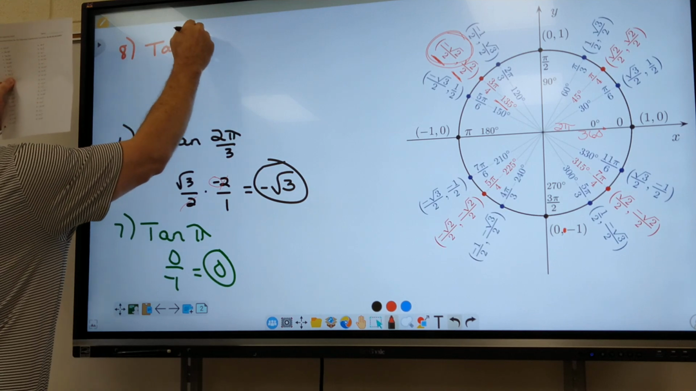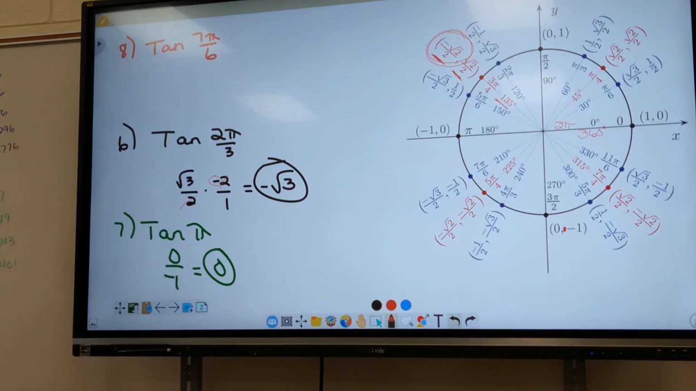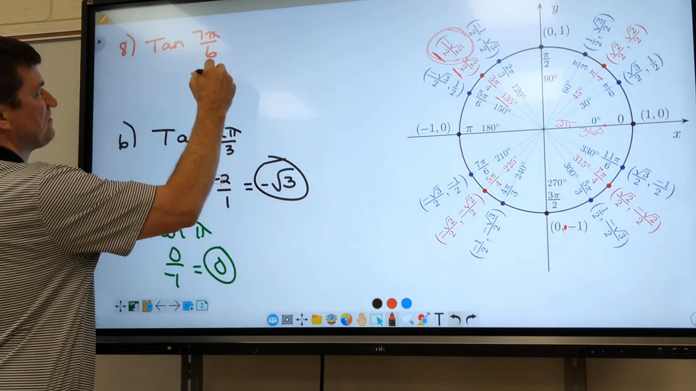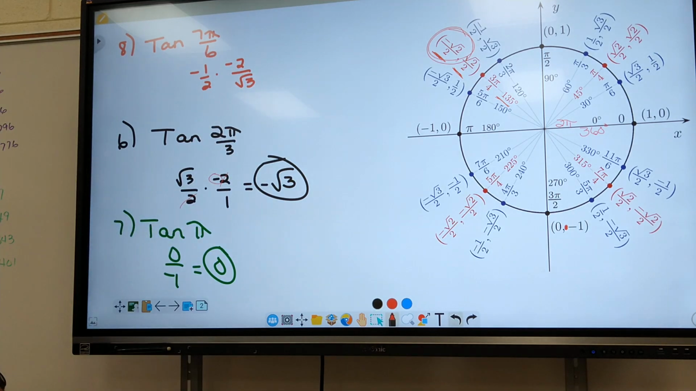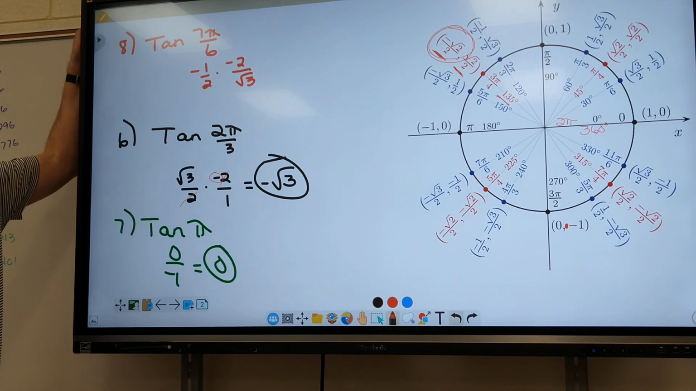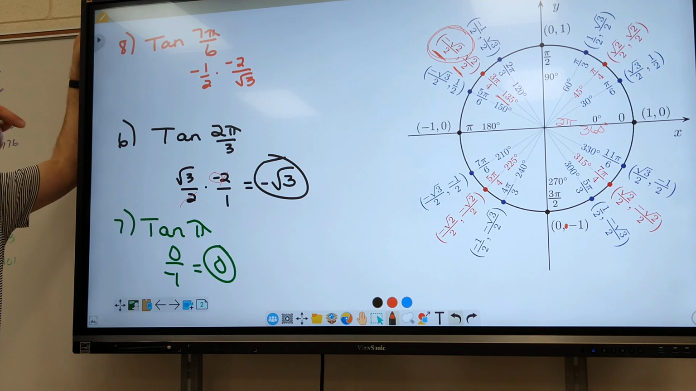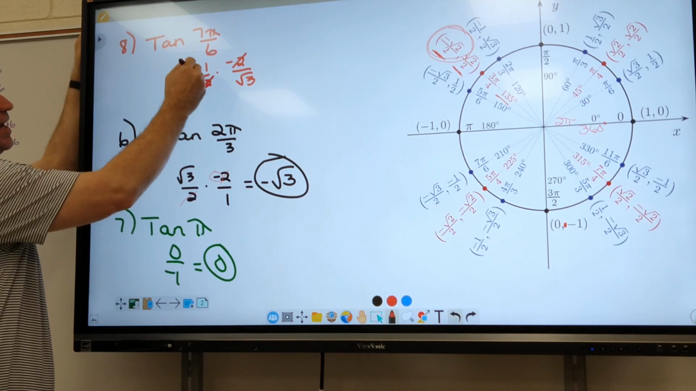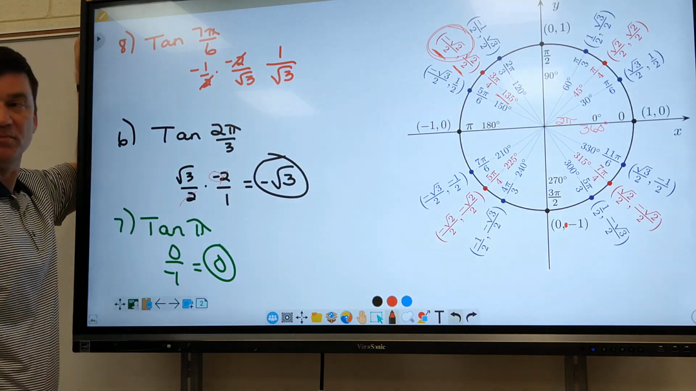I got tangent of 7 pi over 6. Okay, here's 7 pi over 6. Tangent's going to be negative 1/2 times negative 2 over root 3. Now notice I kept my negative up top. Can you cancel out different numbers as long as they're the same type of number? Just have it on your paper and I'll come look at it. All right, so look, 2's cancel. What's a negative times a negative going to give you? So this is positive 1 on top and root 3 on the bottom.